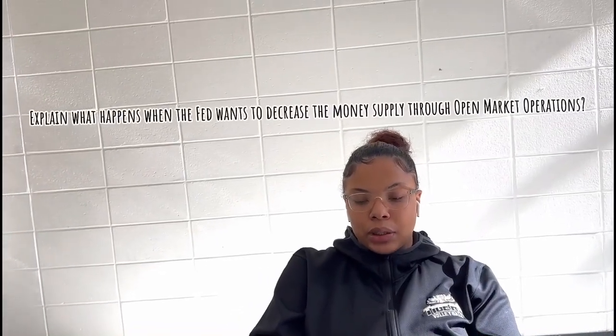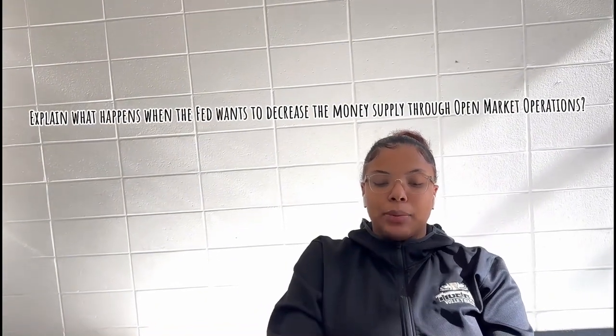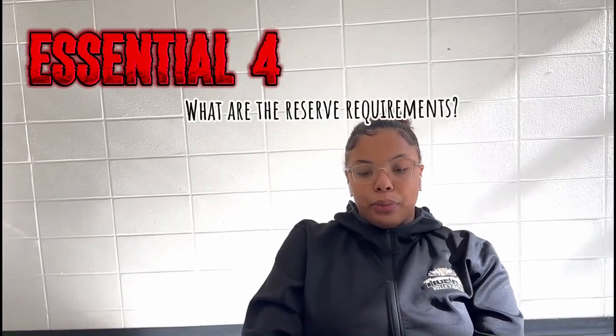The Fed will purchase bonds from banks to increase money supply. Correct. Explain what happens when the Fed wants to decrease the money supply through open market operations. The Fed will sell bonds to banks to decrease the money supply. And that's correct. Moving on. What are the reserve requirements? The amount of money banks keep on reserve at the Fed.